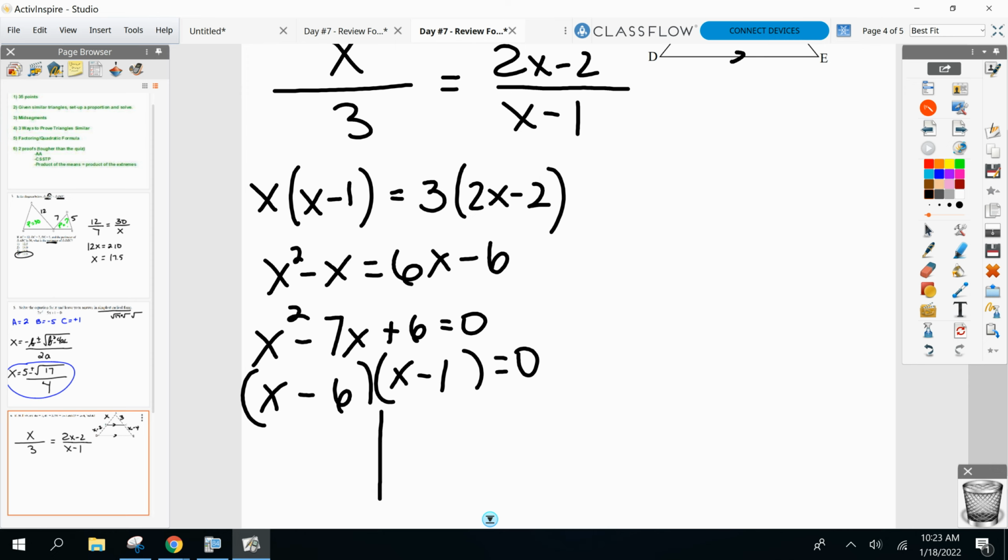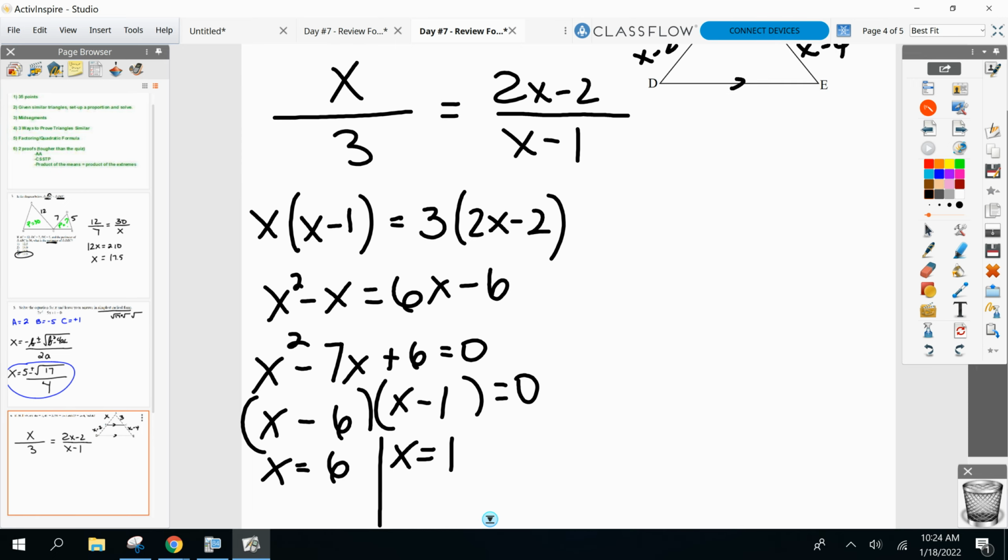So I get two possible answers. X equals 6 and x equals 1. And I get it. Some of you guys probably don't even realize it. You don't see a negative answer, no big deal. Those are my two answers. You have to check both, though.